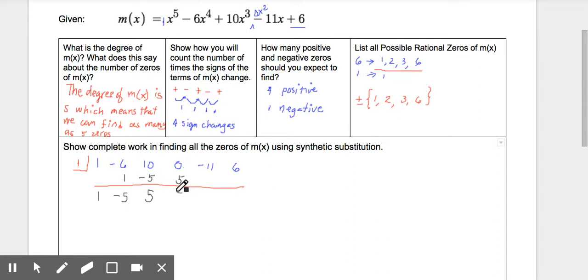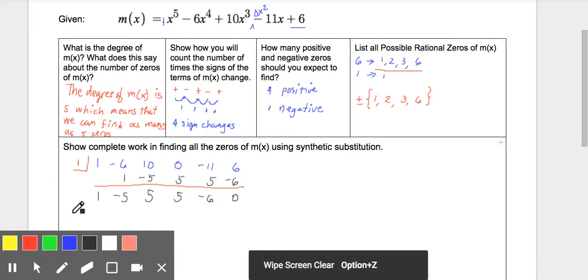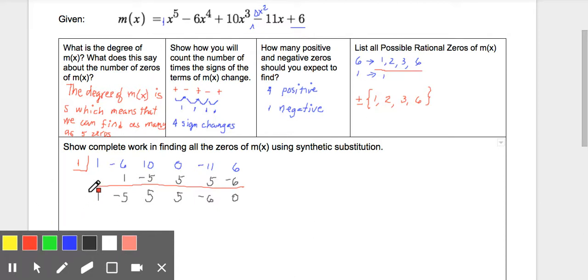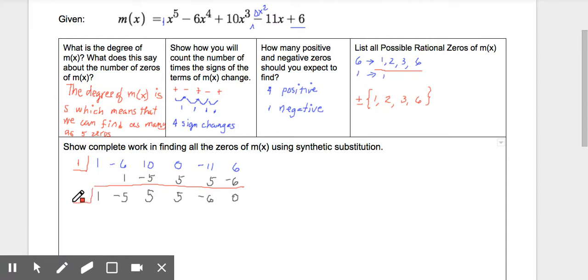0 plus 5 is 5. 5 times 1 is 5. Negative 11 plus 5 is negative 6. And negative 6 times 1 is negative 6, giving us a 0. So we found our first zero. And then we need to find another zero. Sometimes we have to check if a zero repeats, so it's okay to try a 1 again.